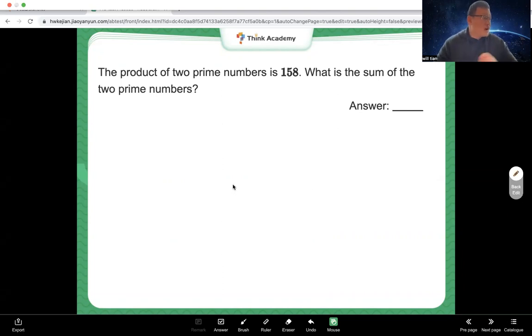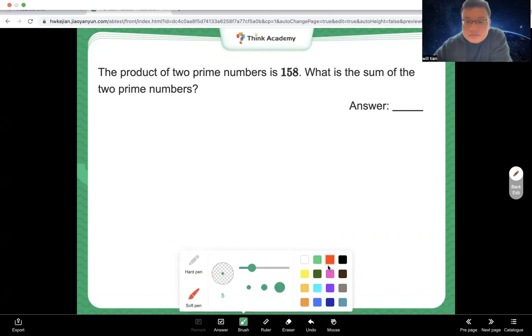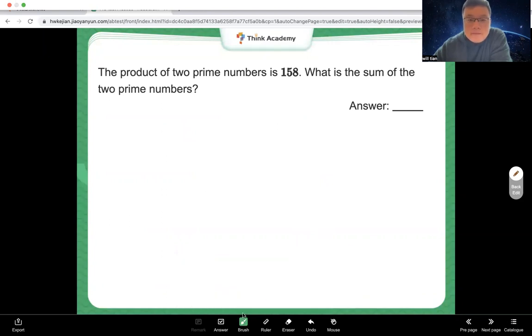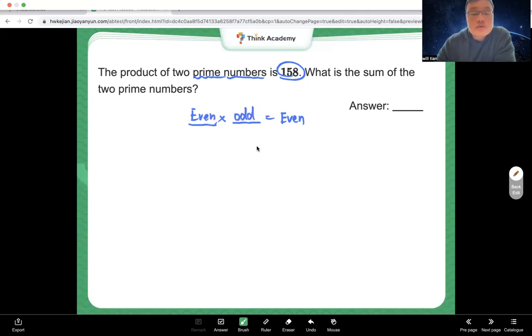Okay, guys, what do you think? Two prime numbers times each other, you get an even number. How could it be possible? Amity, what do you think? Yes, Bojun? So a number times a number, you get even. That means odd times even equals even. Yes, because we don't have 2 even prime numbers, it must be even times odd. And the only even prime number is 2, right?